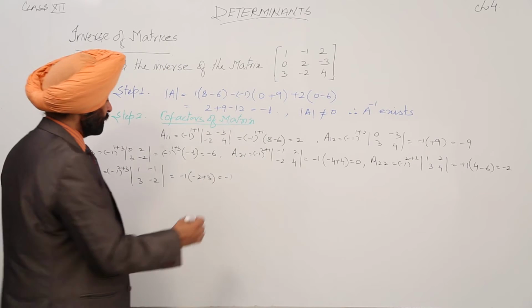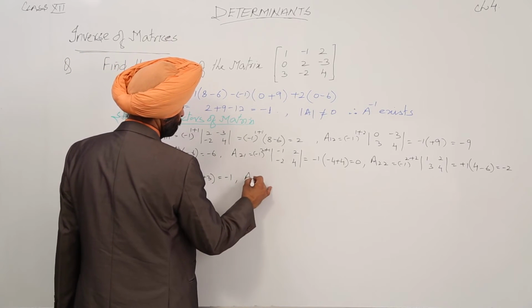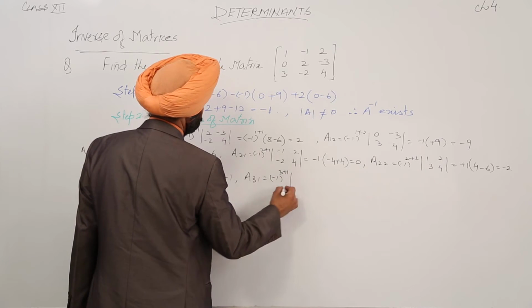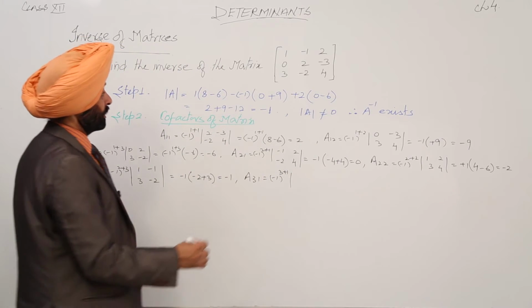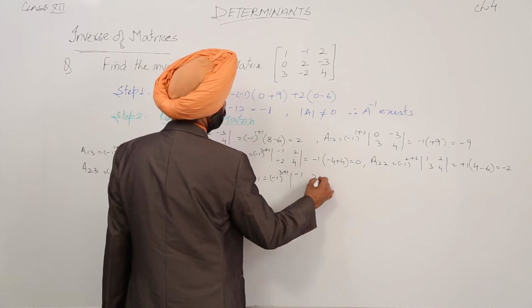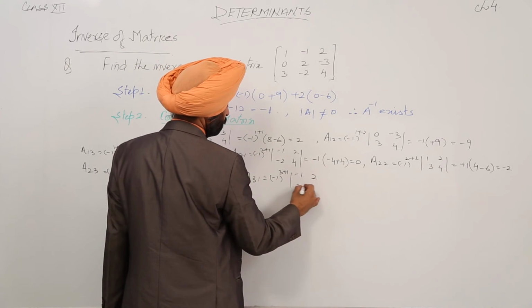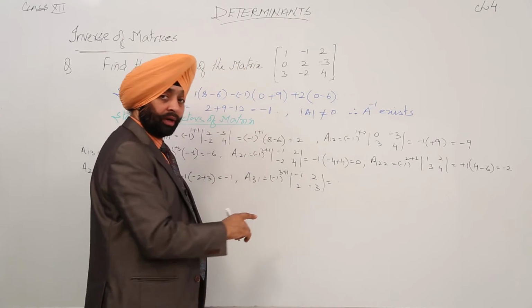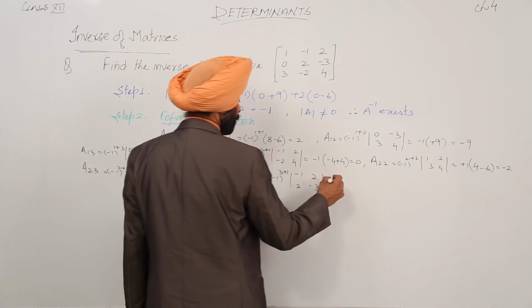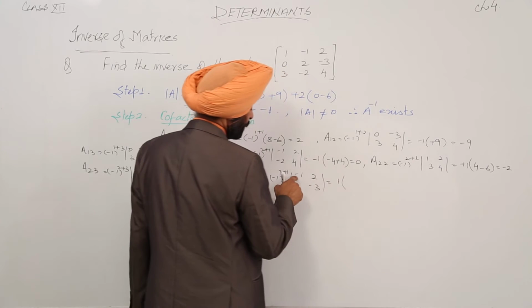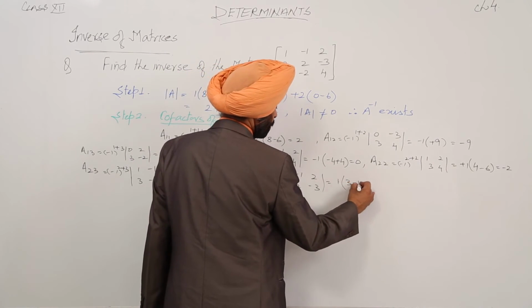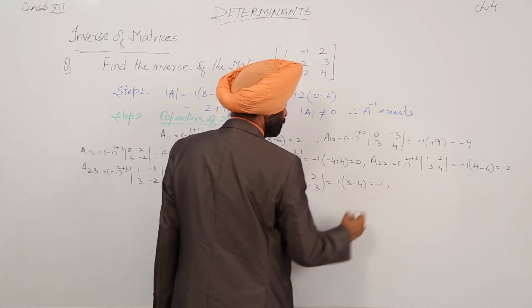Okay. Then A31, minus 1 raised to power 3 plus 1 with. Now for A31 we are having minus 1, 2, and 2, minus 3. This becomes negative of 1 power an even number, it is 1. 1 with negative 3 is 3, 3 minus 4. This is equal to minus 1.